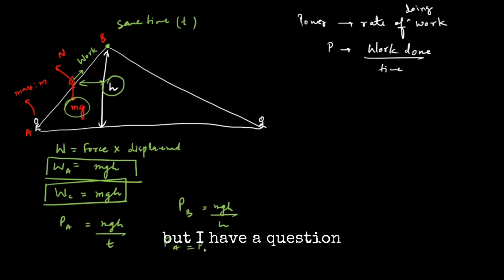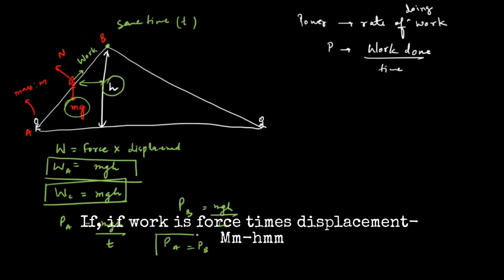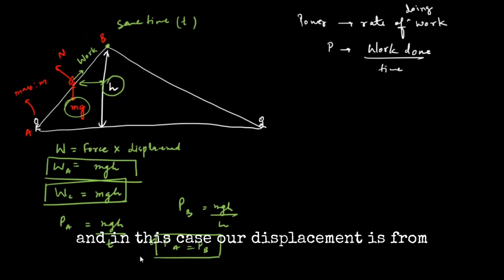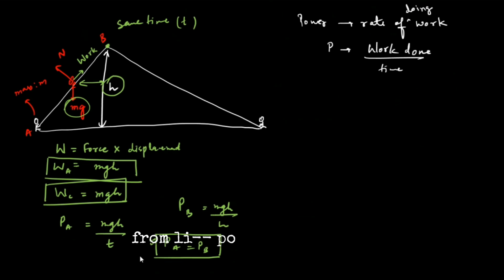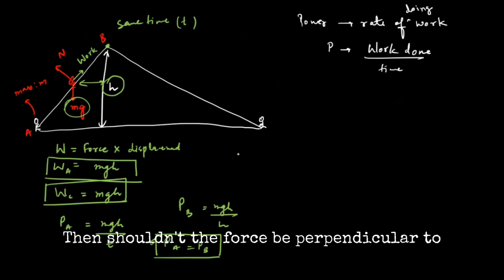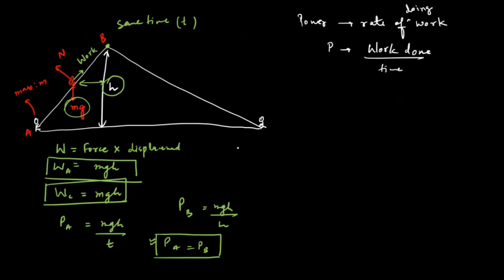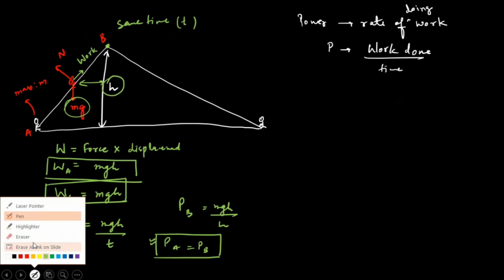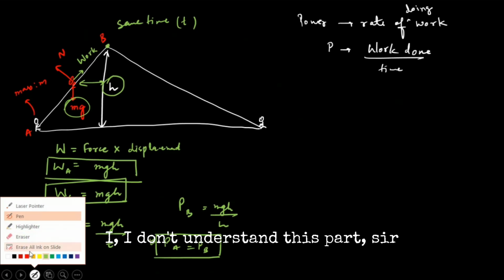Sir, I have a question. If work is force times displacement, and in this case our displacement is from point A to B, then shouldn't the force be perpendicular to that line segment? I don't understand this part, sir.